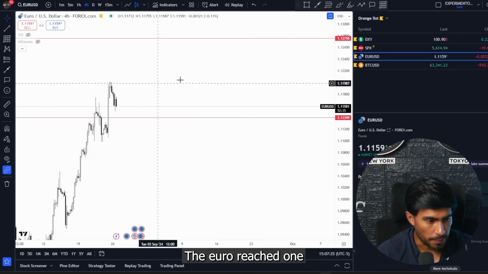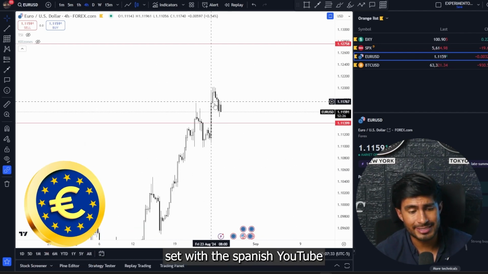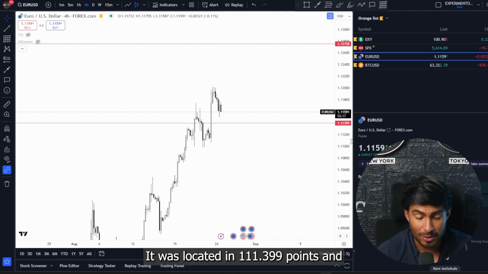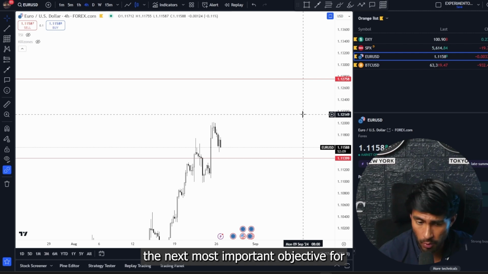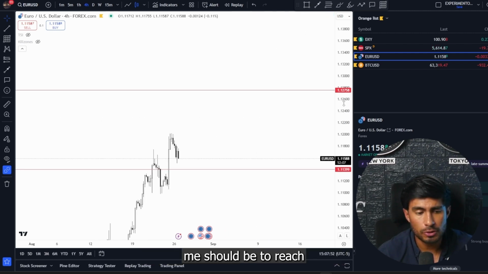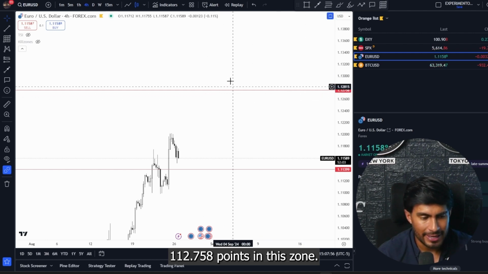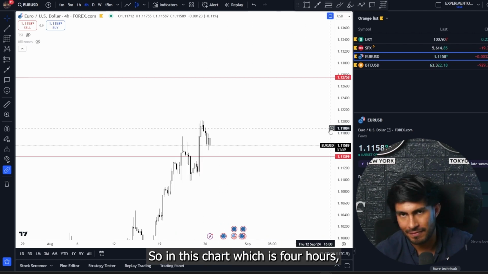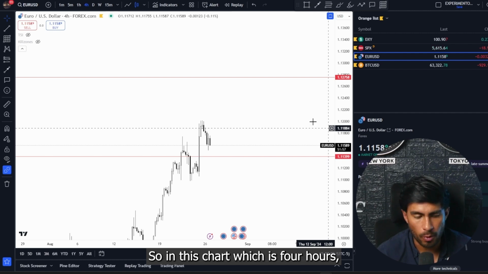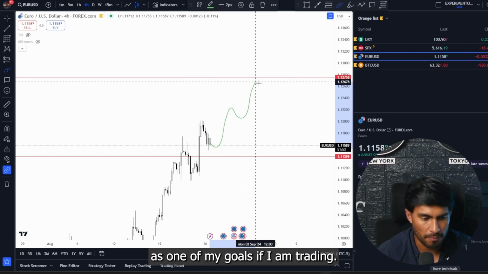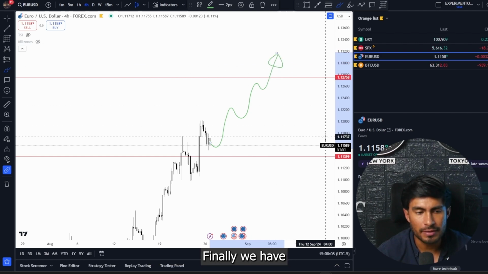Let's continue with the euro. The euro reached one of the goals we set with the Spanish YouTube channel last week. It was located at 1.11399 points, and the next most important objective for me should be to reach 1.12758 points in this zone. So in this chart, which is 4 hours, I will try to see this objective as one of my goals if I am trading longs.